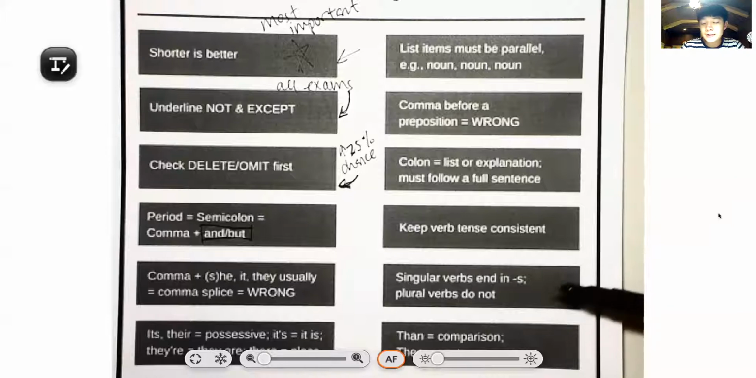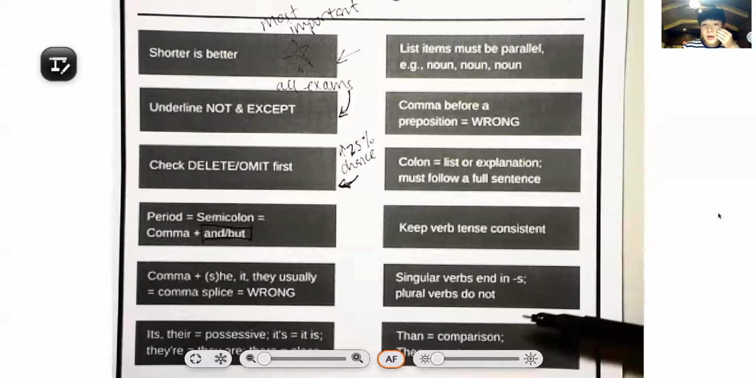Singular verbs end in S. Plural verbs do not. These are the opposite of nouns, right? Remember, singular nouns don't end with S. Like you could say boot is one boot, right? And boots is two boots or more than two boots, right? But singular verbs, the verb with an S always comes with a noun without an S, right? So if I say, what could I say? The cat walks in the storm.